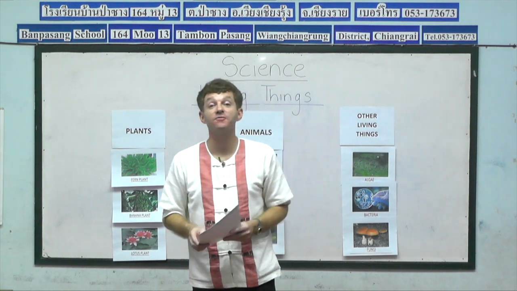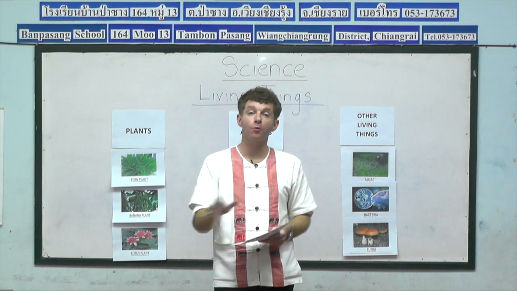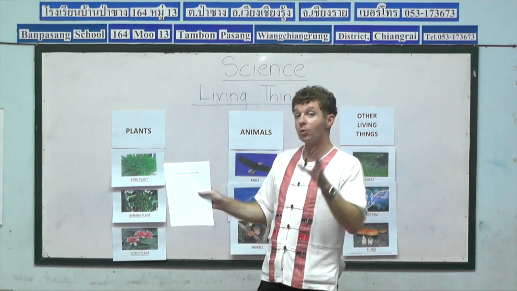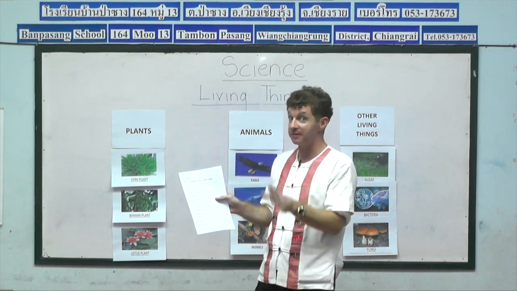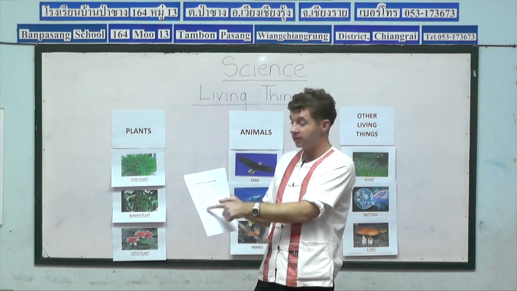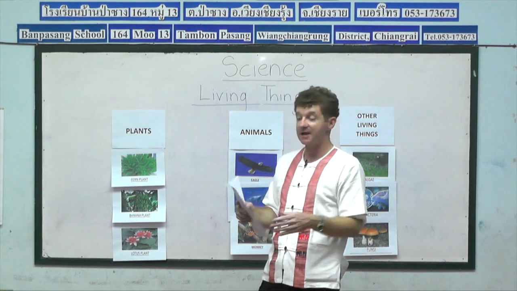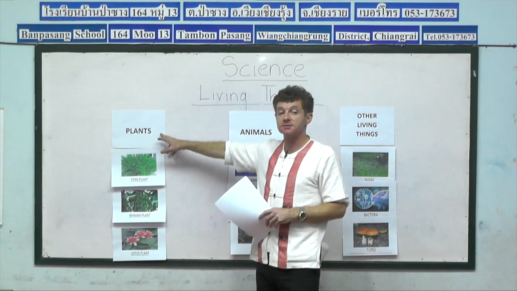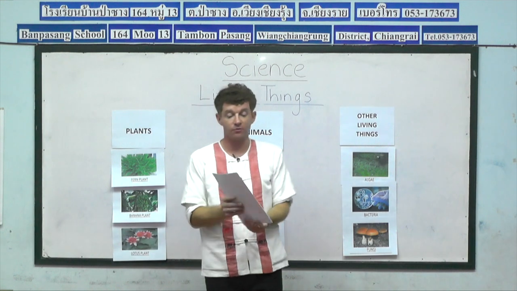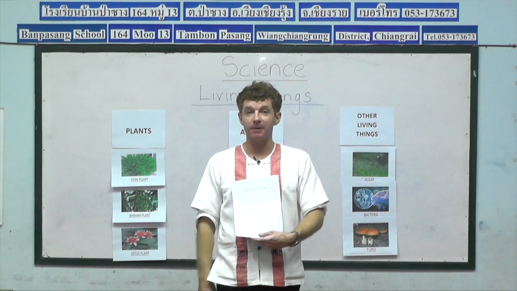And now it's time for our worksheet part of the lesson. So teachers, what you'll need to do is print off a worksheet for all of the students in your class. We've got a list of 10 different living things, and what our students need to do is look at each one and then write the correct category next to it. So we have three categories, guys. We have plants, animals, other living things. So our students must look at each one and write the correct category in the space provided.